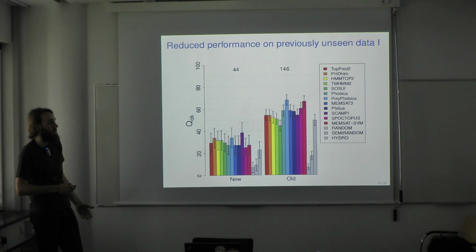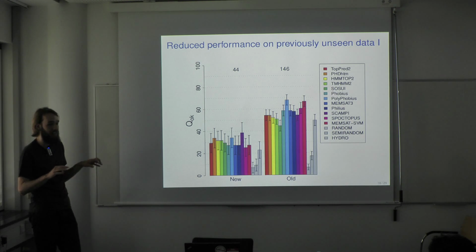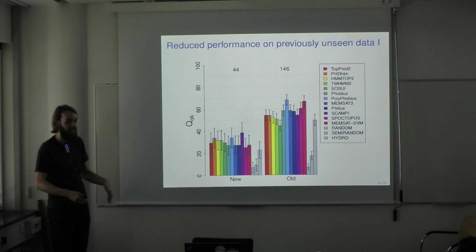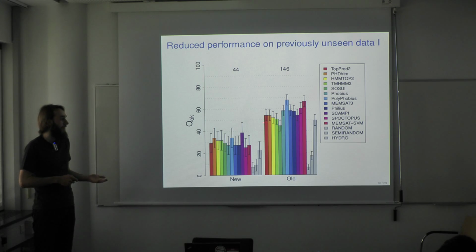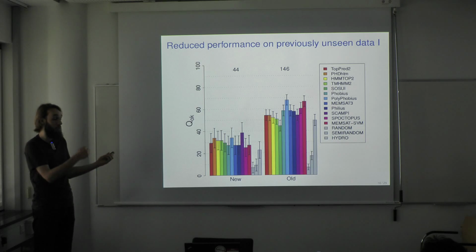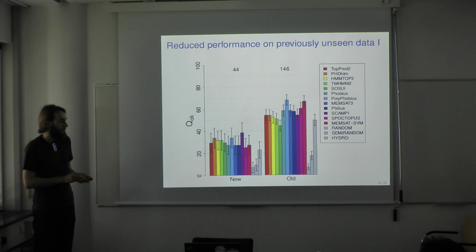So of course this old is mostly, so this is the common denominator, right? And memset SVM is the most recent method. This is pretty much what defines the set almost on its own because it's the most recent method. It used most of the data. And top pred really had nothing to do with this, and we can see, but even top pred is worse, right? So it can't just be overtraining.